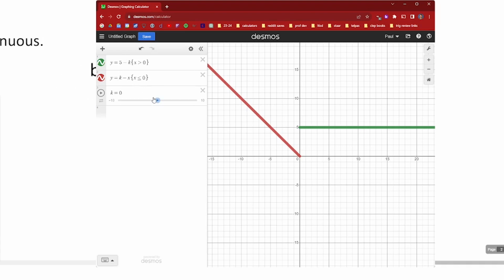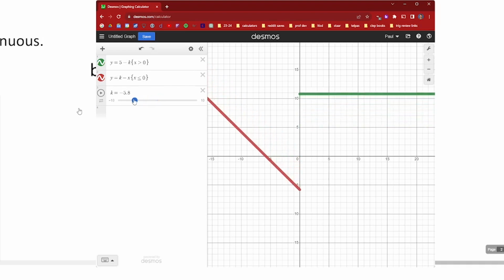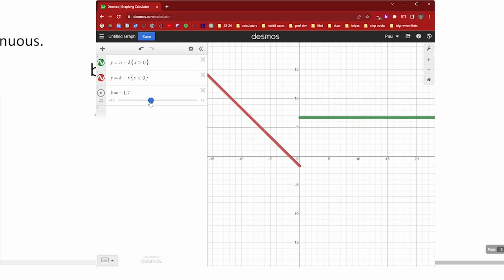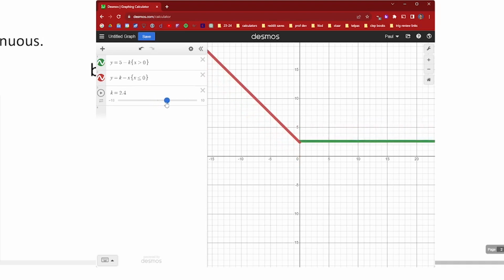And so what I've got here is a slider so you can see what would happen for different values of k. You can see as k decreases, these two pieces get further away from each other, but we're trying to make it continuous. So what we want is for these two pieces to connect, and it looks like they're going to connect if k is, it looks like 2.5, but we want to verify that algebraically. So let's go ahead and go back and see how that would work out.